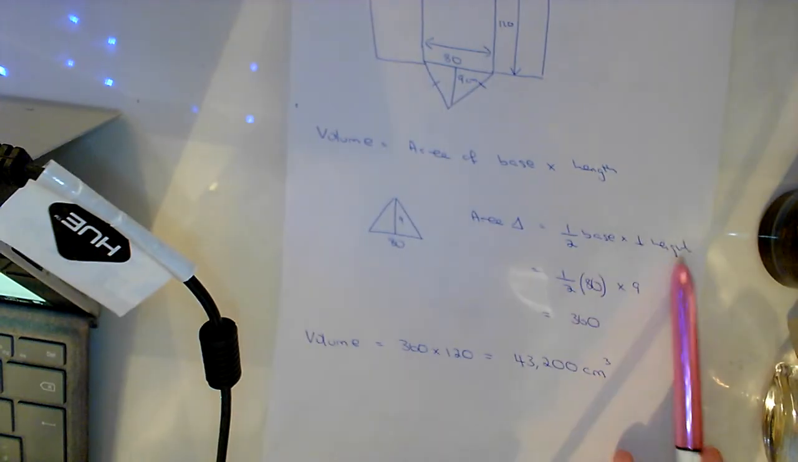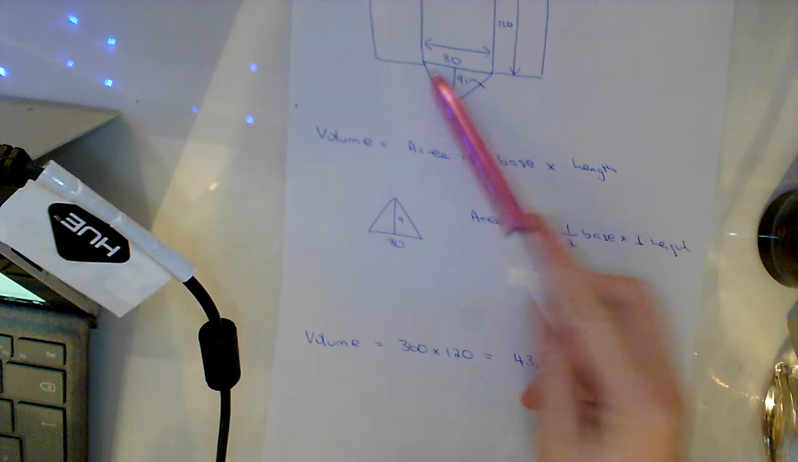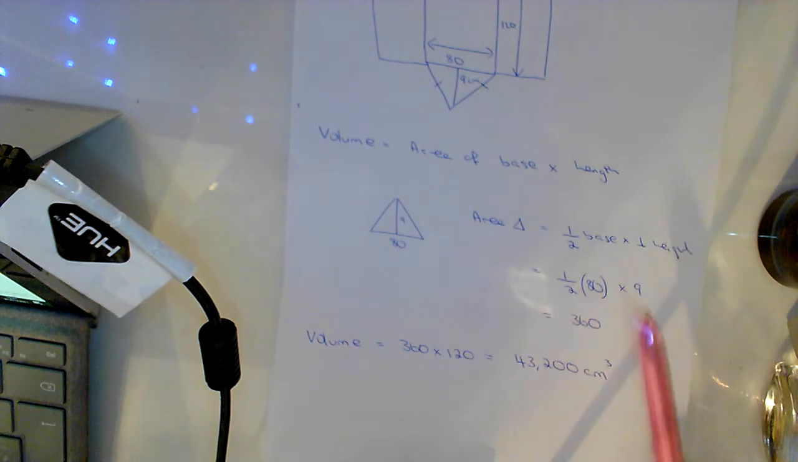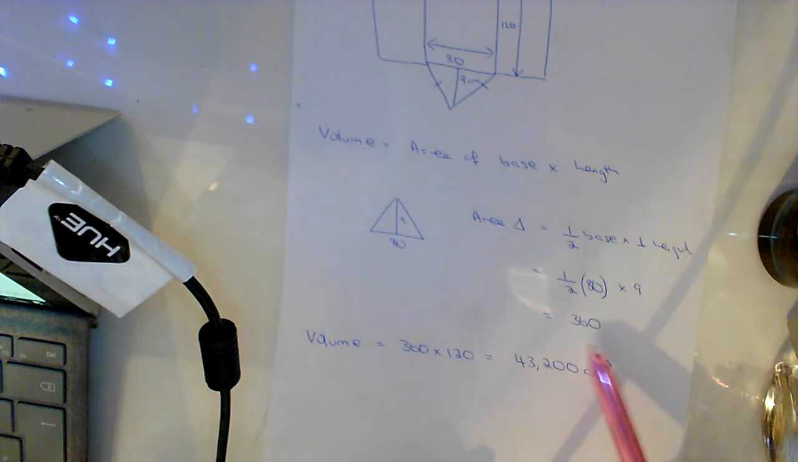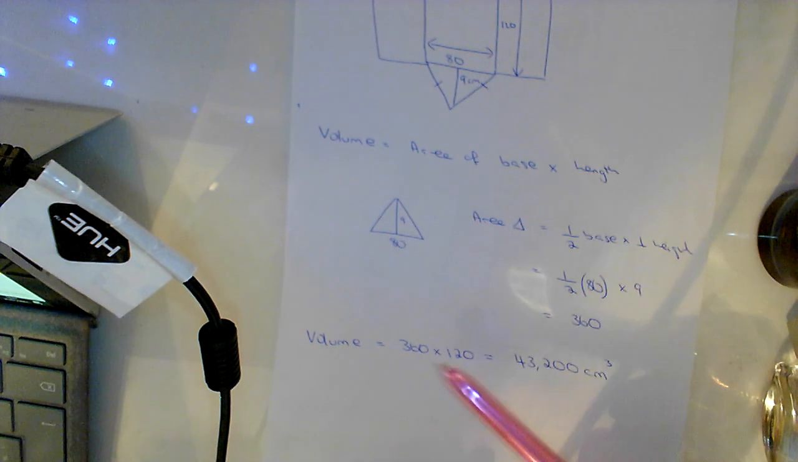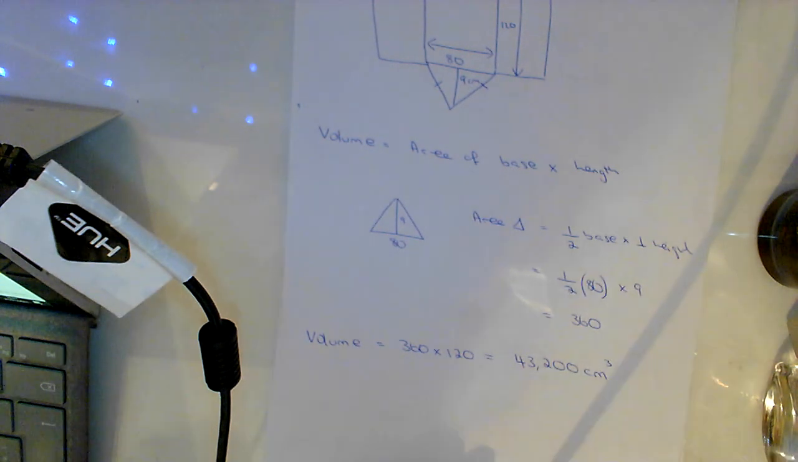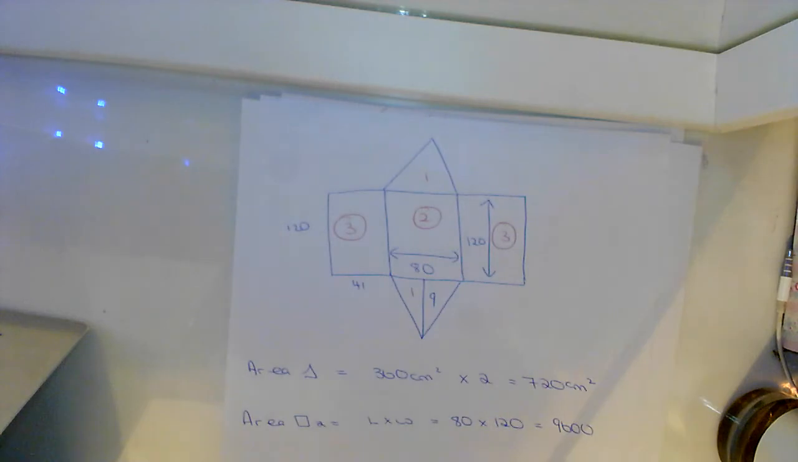So I have the area of a triangle is half the base by perpendicular height. My base here is 80. My perpendicular height is 9, so it's half of 80 by 9, and I get 360. My volume then is going to be 360 multiplied by my length. My length in this question is 120, so my answer is 43,200.